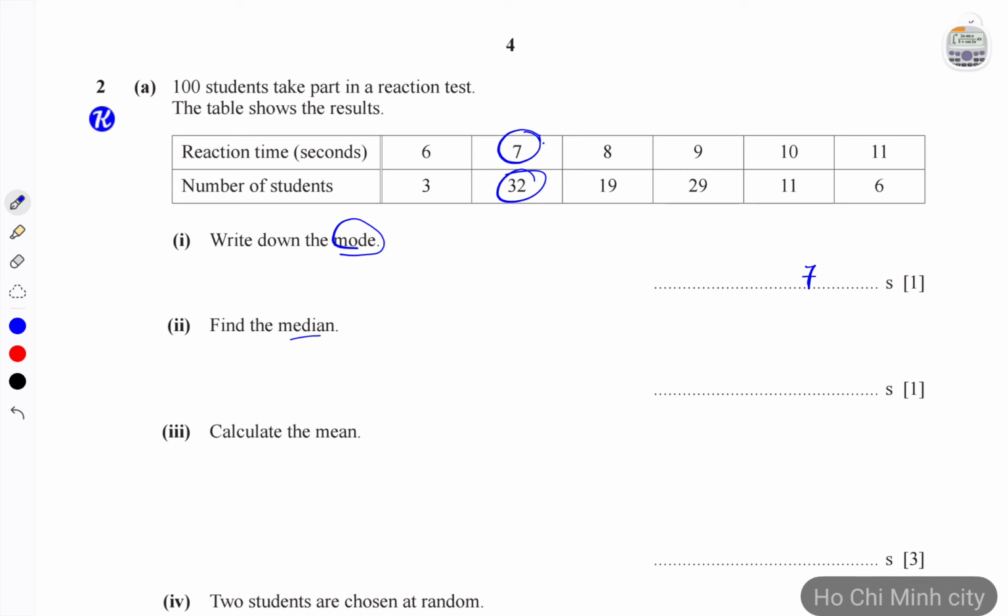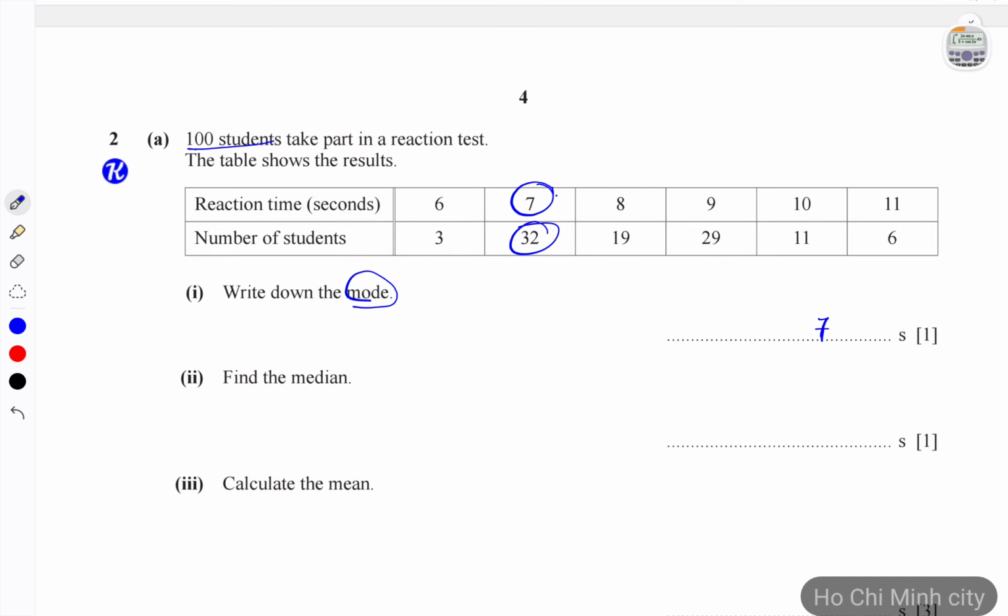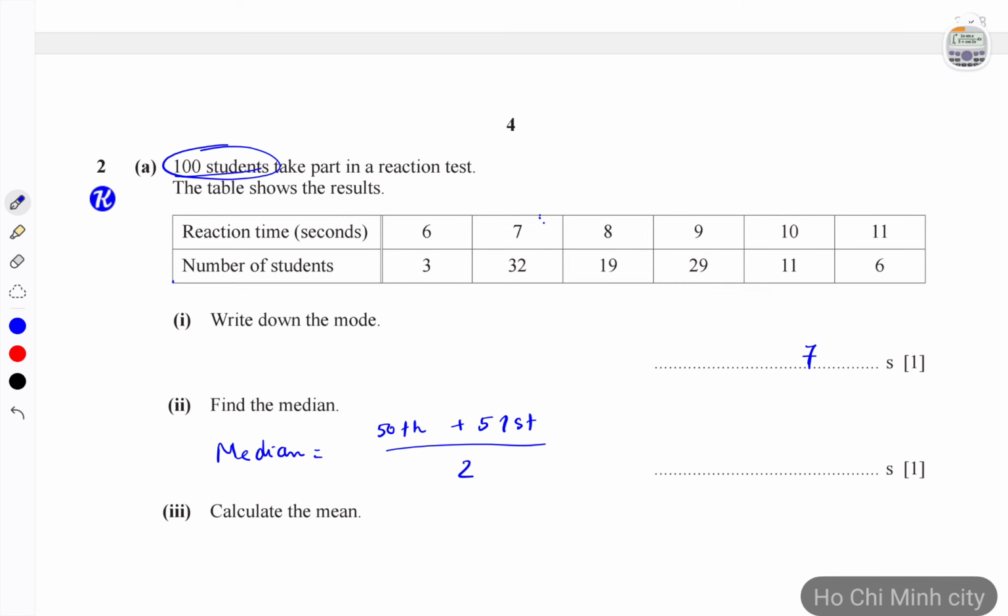The next one is finding the median. The median is the middle one, and we have 100 students. So the median here is going to be the average of the 50th and the 51st, because the number of students is an even number. Now we need to find where the 50th and 51st reaction times are, so it is recommended to have an extra column for cumulative frequency.